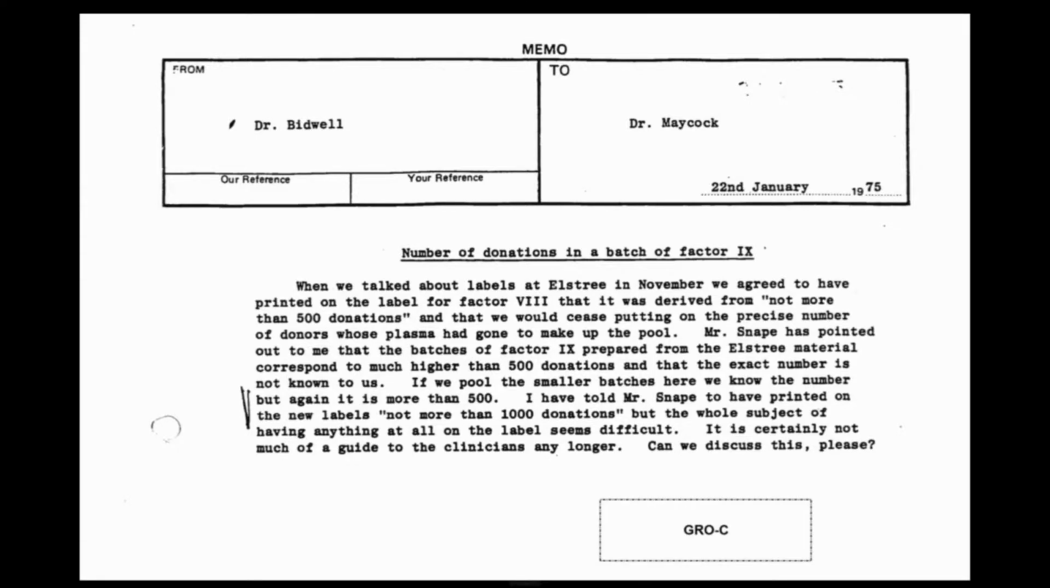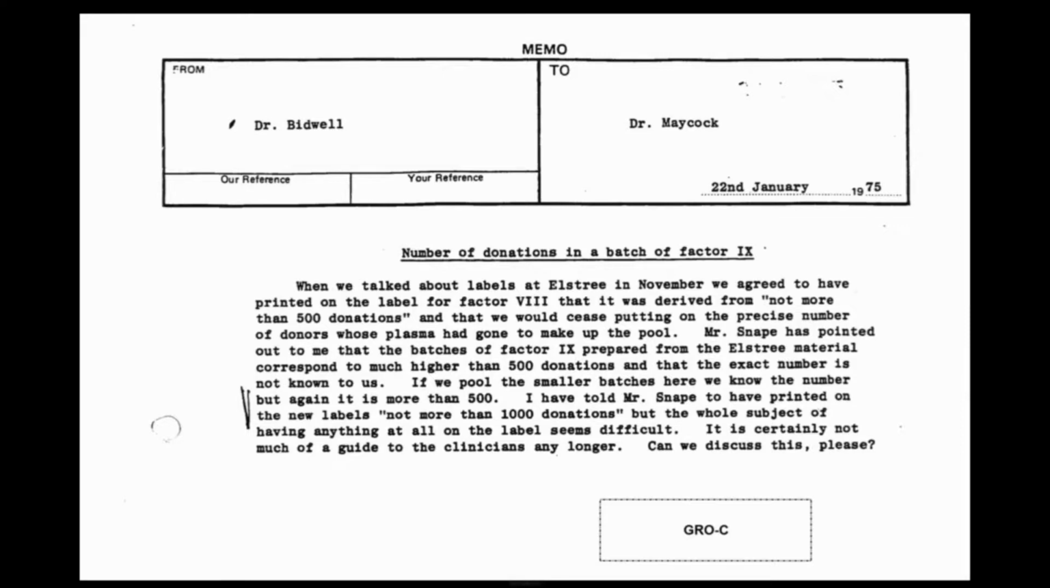What this appears to be saying is that before this discussion in November 1974, the label on a bottle of BPL Factor 8 would have the exact number of donors whose plasma had gone into that bottle. The agreement that was reached in November 1974 was that instead of doing that, the label would carry the words, quotes, not more than 500 donations. We will come on and look at some labels shortly.